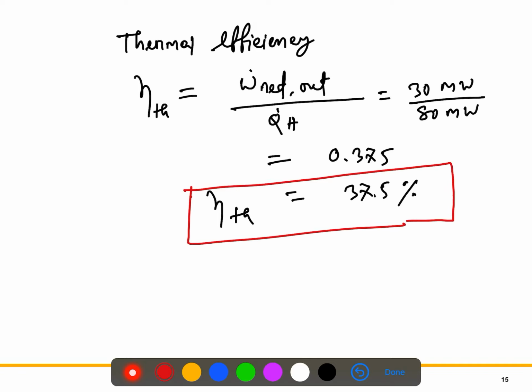So that's the solution. It means the heat engine converts 37.5% of the heat that it receives to work. Okay, so this is the efficiency. The heat engine receives the heat, and it converts 37.5% to work. So that's the solution of this problem. I believe you understand. This is a very straightforward problem.